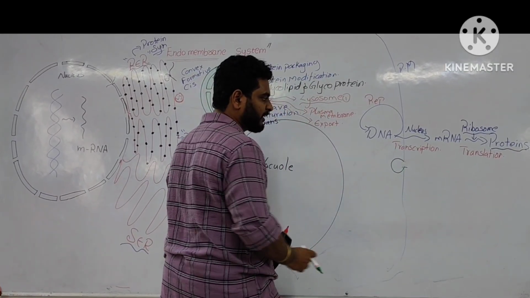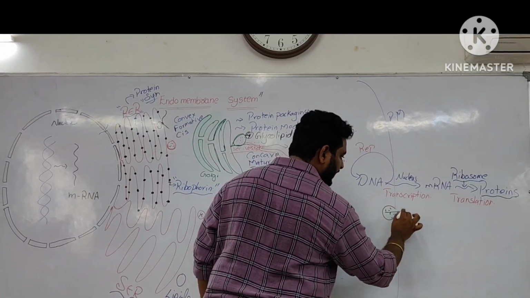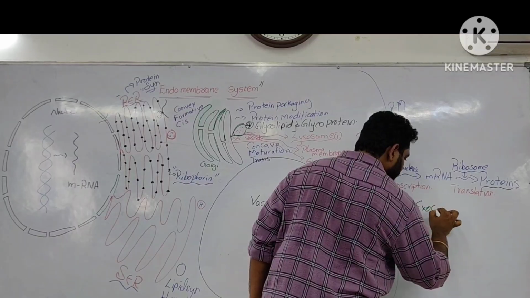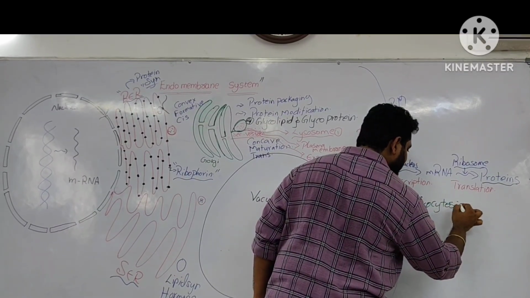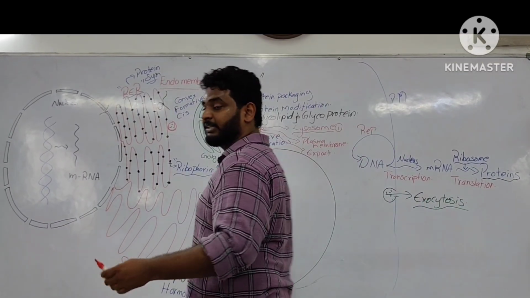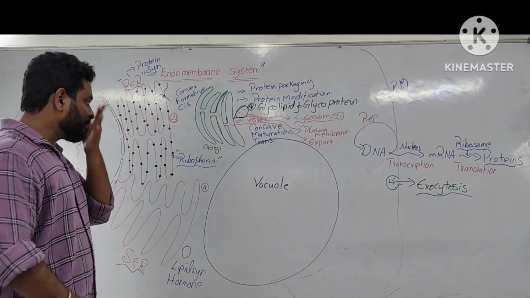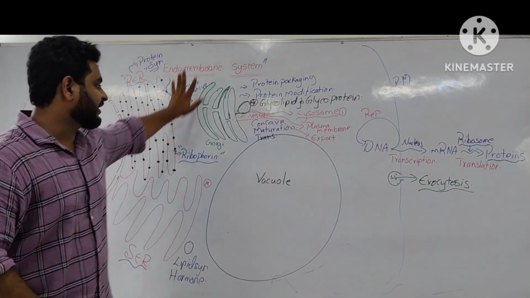They'll merge with the plasma membrane so that all their secretions are exported out. This particular process is called exocytosis. What is it called here? It is called exocytosis. Right. We have completed everything about endoplasmic reticulum and Golgi body.